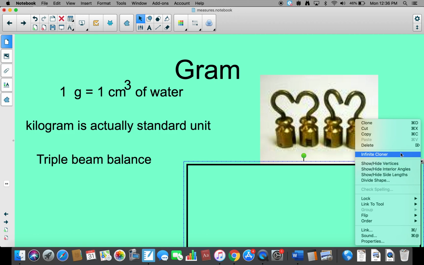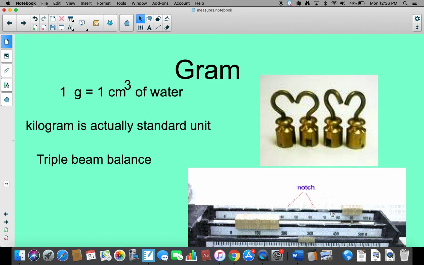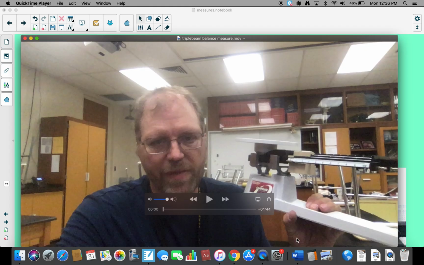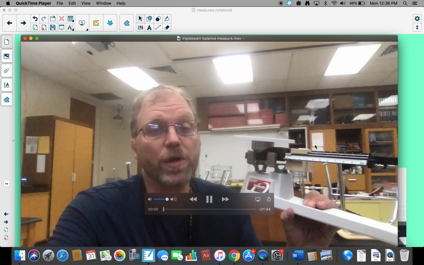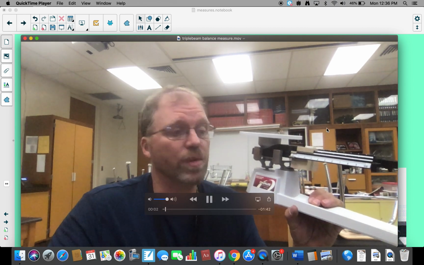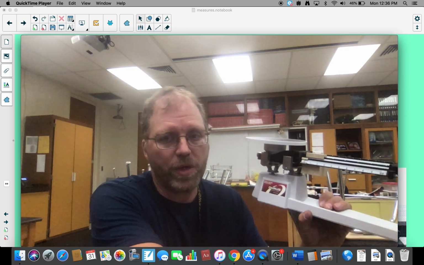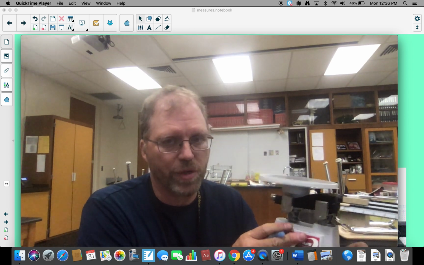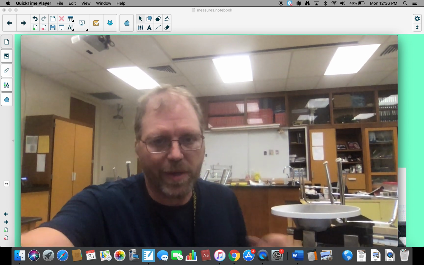So here is a triple beam balance, what it looks like. And again, the video. This time we're going to show how to make measures with a triple beam balance. The first thing that we want to do when using a triple beam balance, and I'll show you over here, is zero it out.